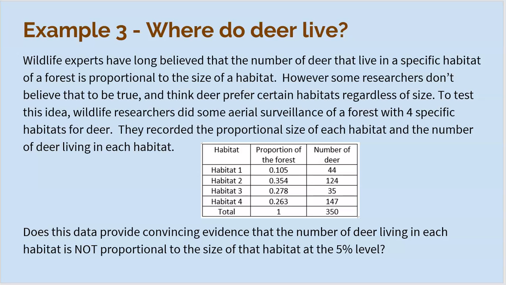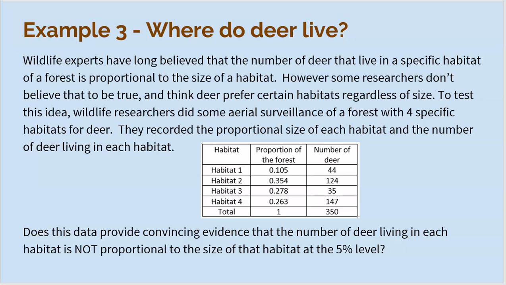Where do deer live? Just to give you a quick recount of this problem, researchers have always believed that the proportion of deer that live in a habitat is equal to the proportion of the size of that habitat. So for example, if 10.5% of the forest is habitat 1, then you would expect 10.5% of deer to live there. Vice versa, maybe 26.3% of the forest is habitat 4, so we would expect 26.3% of the deer to live there.